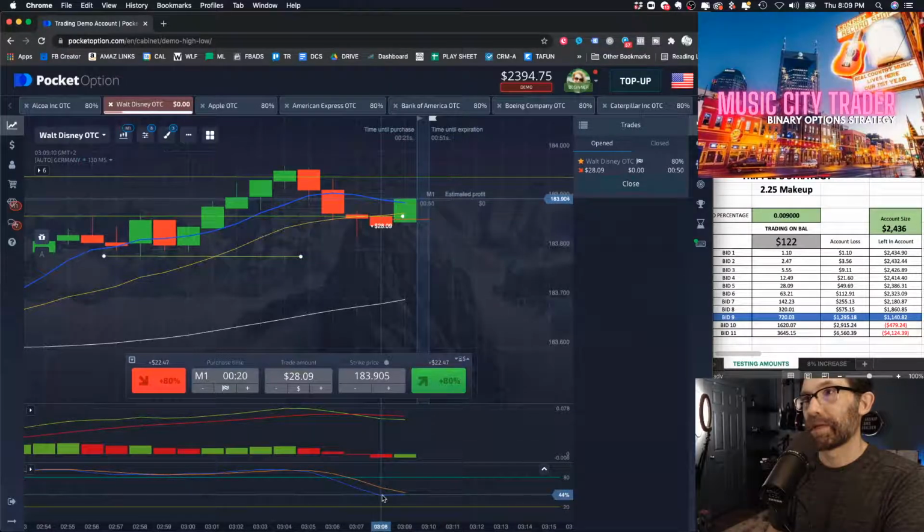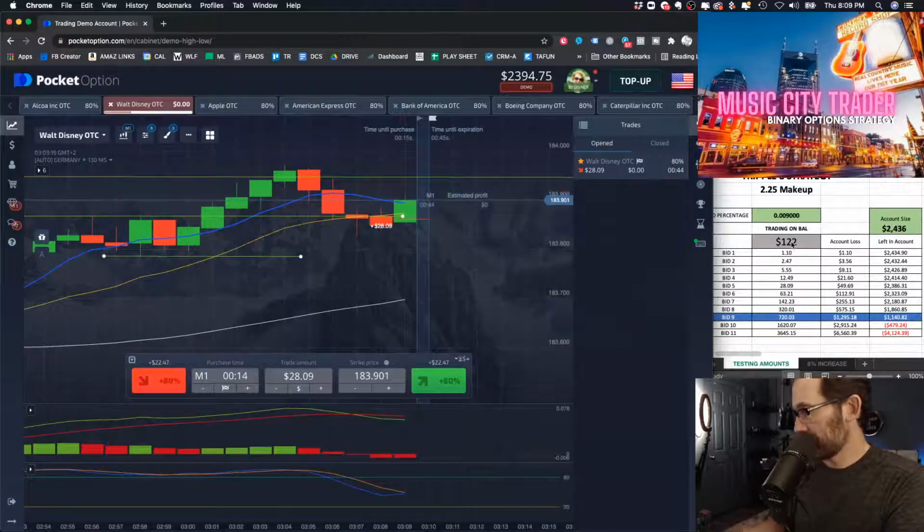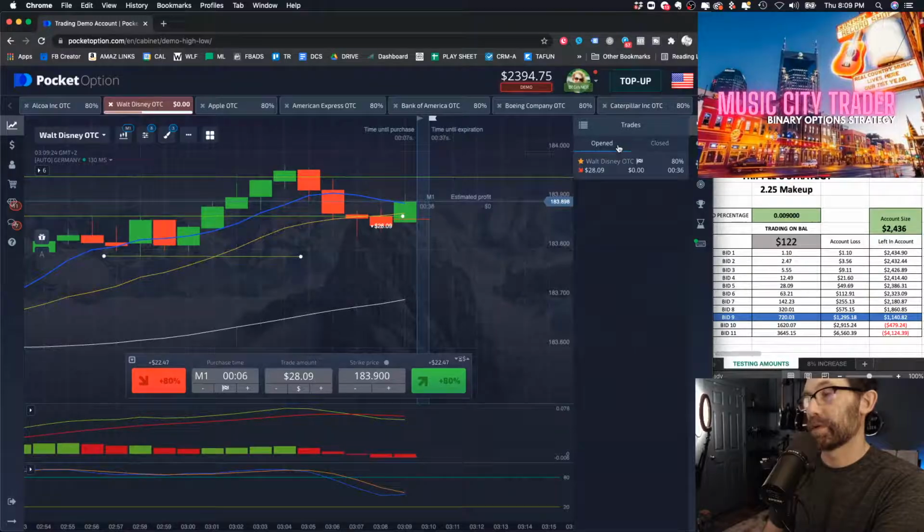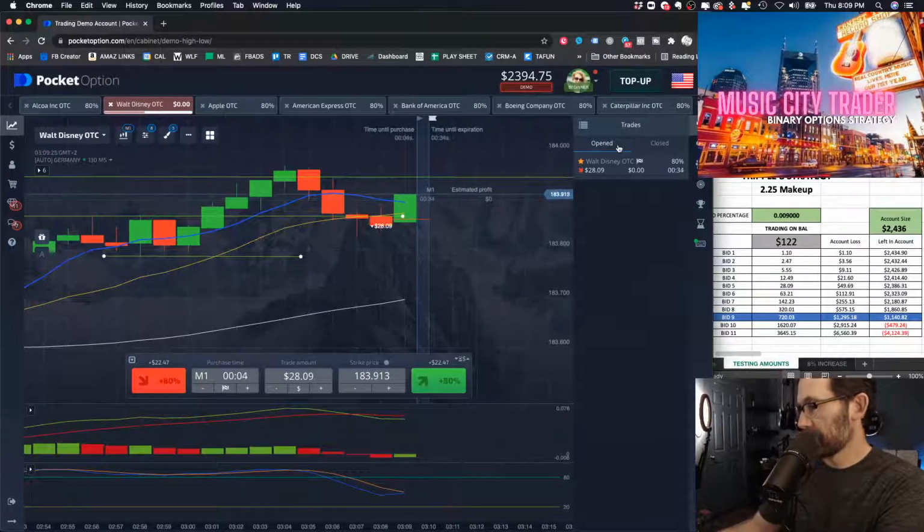The stochastic kind of crooked here, and it's just going to go straight up. Wow. Then we're going to go into a sixth bid. 1, 2, 3. Maybe. We'll see what happens. We've got 1, 2, 3, 4. This is a fifth bid. So we're on a fifth bid.